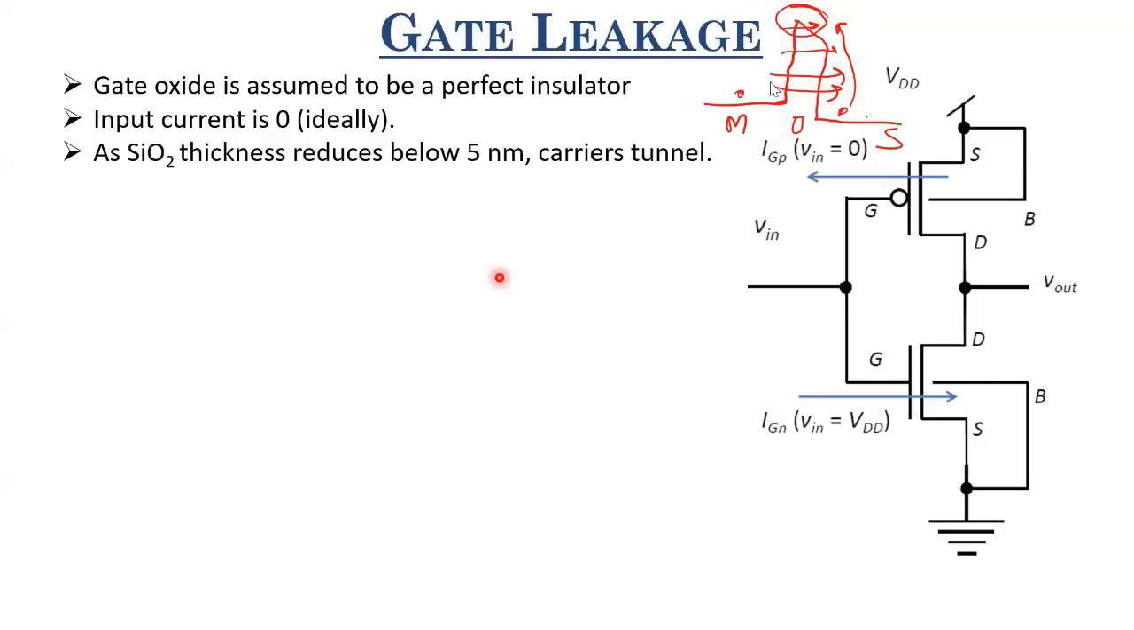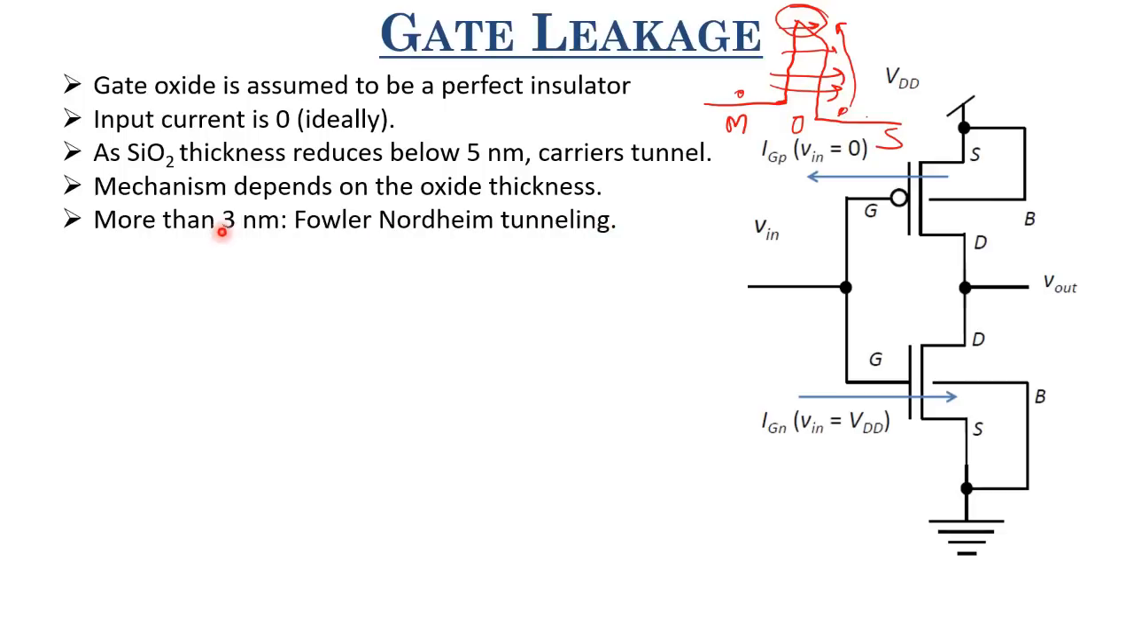As I said, as the oxide thickness reduces, instead of jumping over this barrier, the electrons can even tunnel through the barrier. There are two different mechanisms of tunneling, and that depends upon the oxide thickness. If the oxide thickness is larger than 3 nanometers, there is something called Fowler-Nordheim tunneling. If the oxide is more than 3 nanometers, all these electrons cannot tunnel directly, because this barrier is too thick.